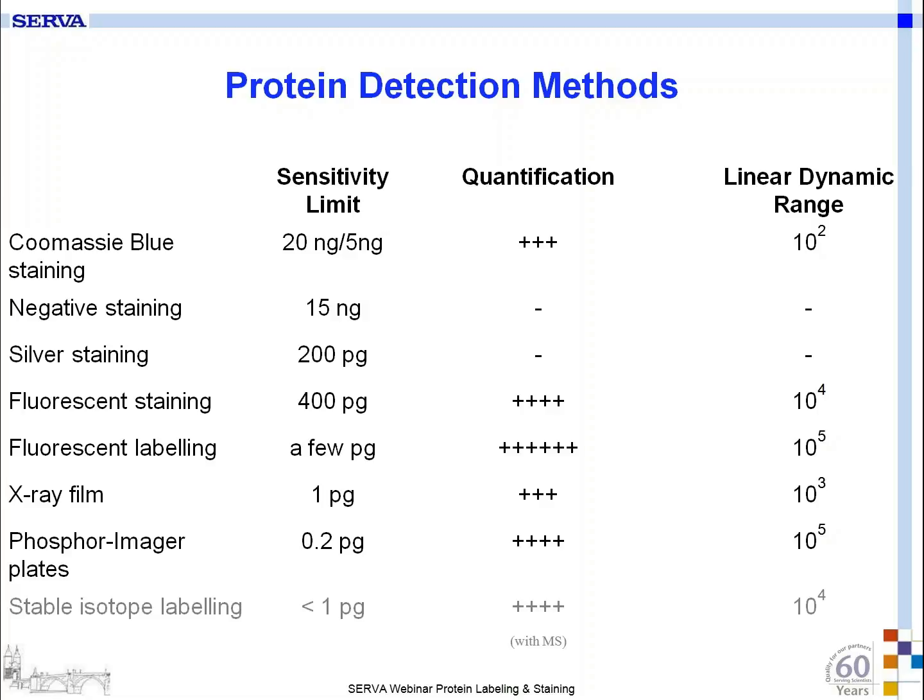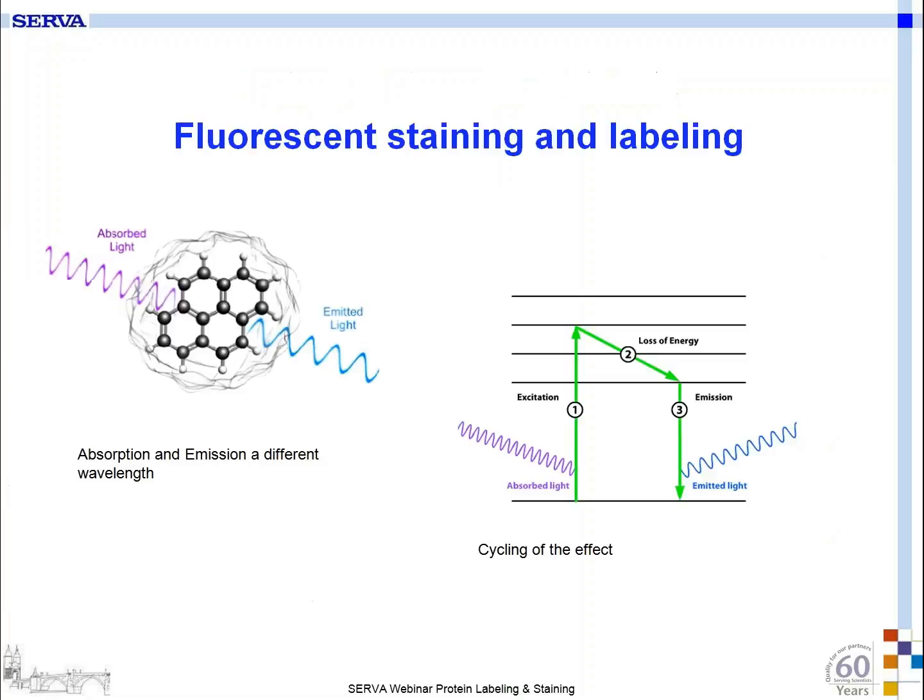But as you can imagine, everything that has to do with X-ray and stuff is not good for your health if you do it wrong. So we say that fluorescent labeling is perhaps the best and the safest one that you can use in your lab. So how is fluorescent staining made?